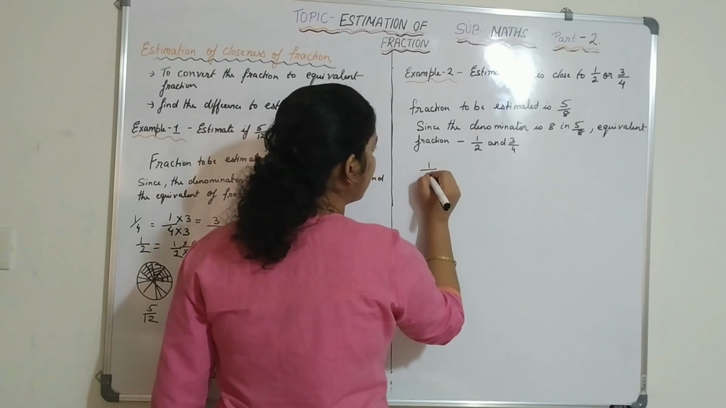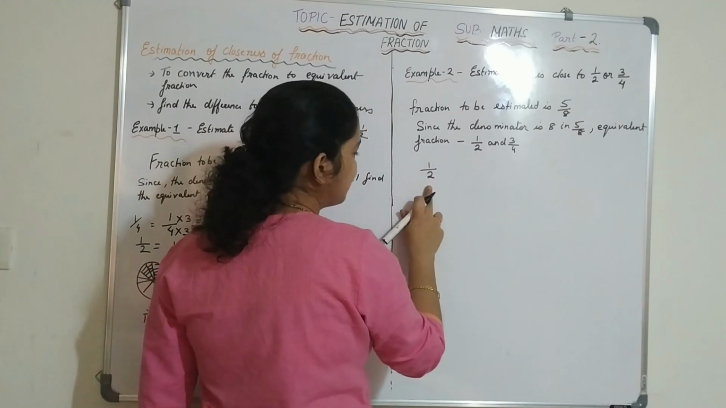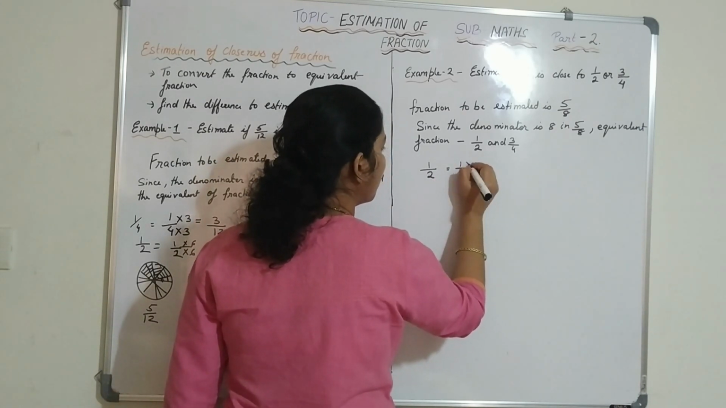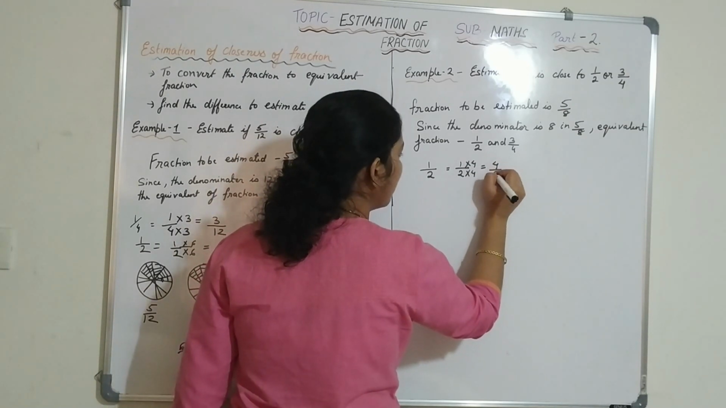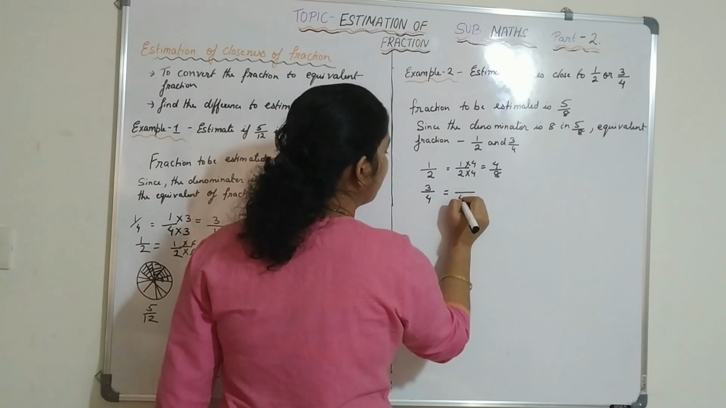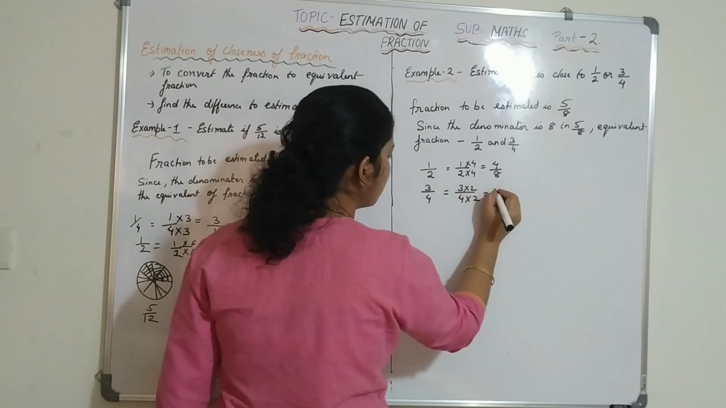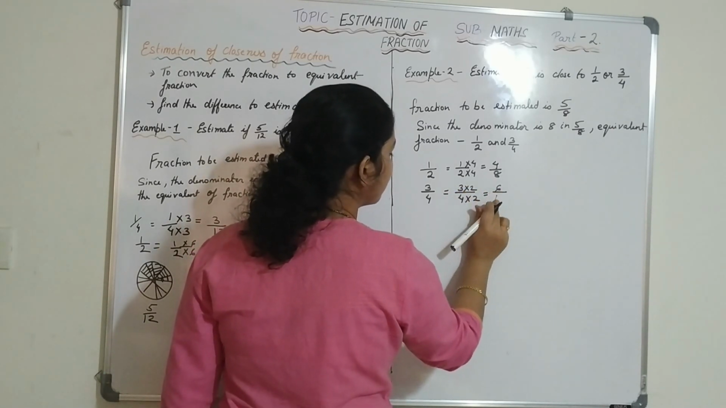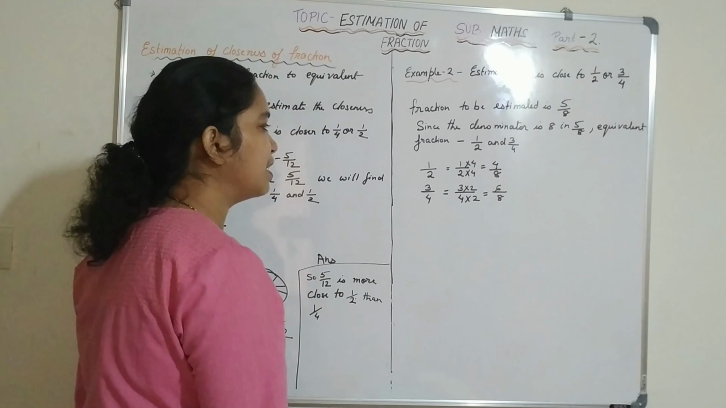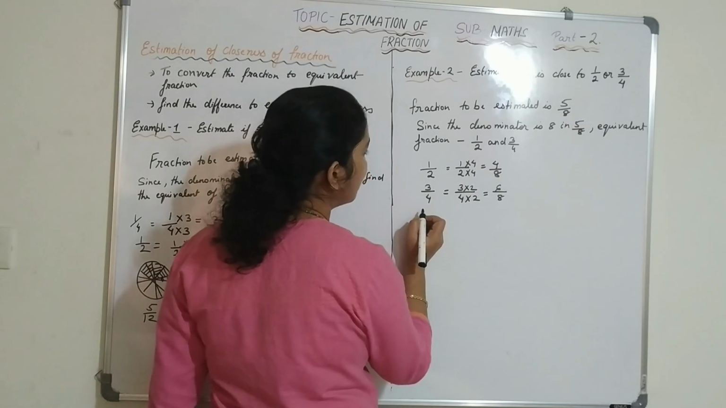How will you do it? We take 1 by 2, and we have to equalize the denominator. 2 into 4 is 8. So 1 by 2, multiplying the upper side also by 4, gives 4 by 8. Now the second fraction is 3 by 4. How will you equalize? 4 into 2 is 8, so 3 into 2 is also 6, giving 6 by 8. So which one is more close to 5 by 8, 6 by 8 or 4 by 8?